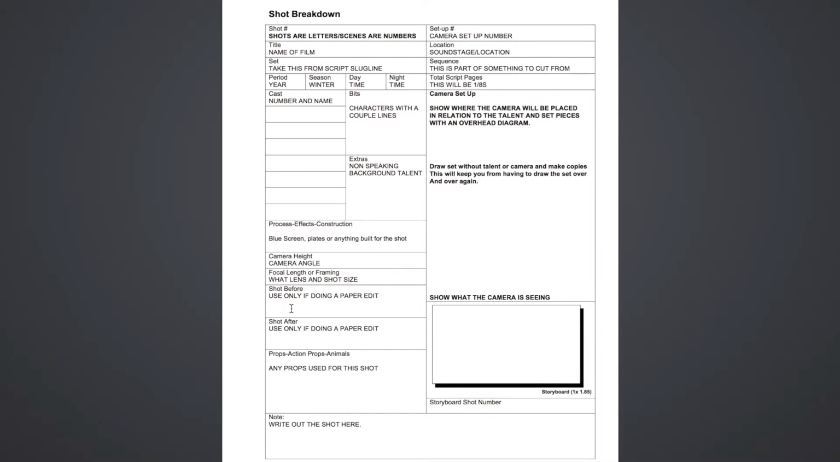The shot before and the shot after, this is if you're doing a paper edit. So let's say I had 5 shots that I had to do. So I do 5 shot breakdowns. Well, if I want to cut this together and see if it's going to work, I can make 20 of these and use the same 5 shots and actually make a timeline out of paper showing my edit. So I might use the same shot 10 times as I'm cutting it. So don't get that confused.